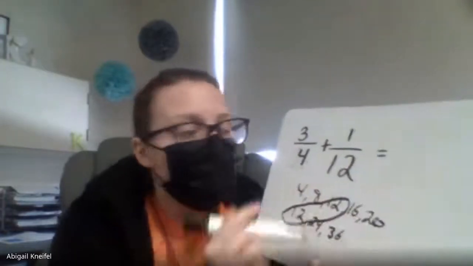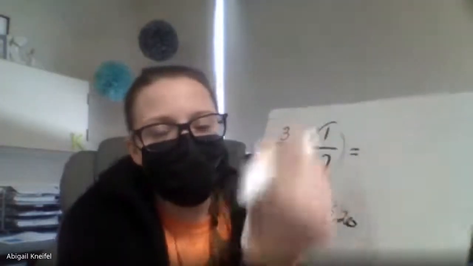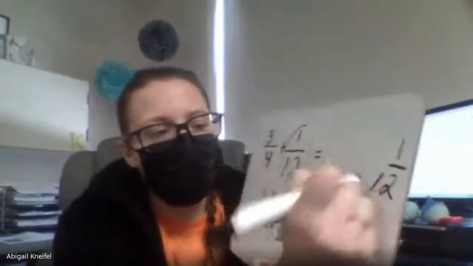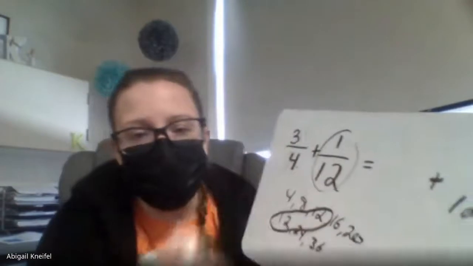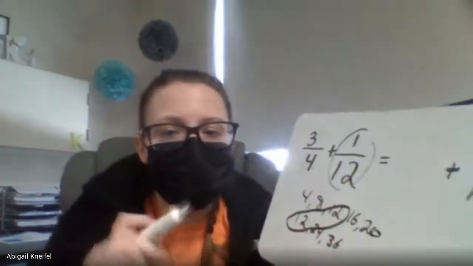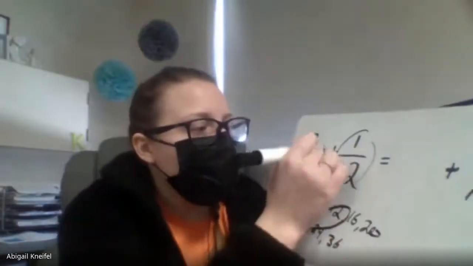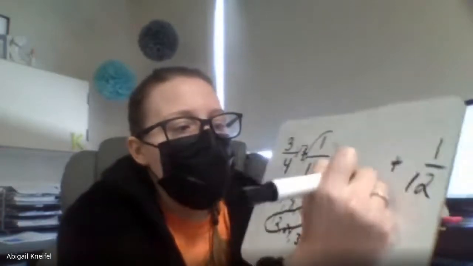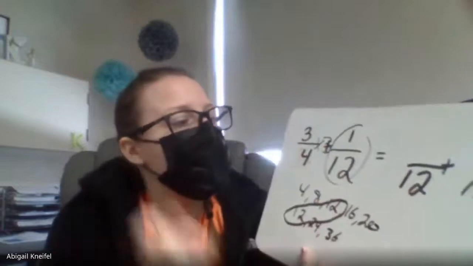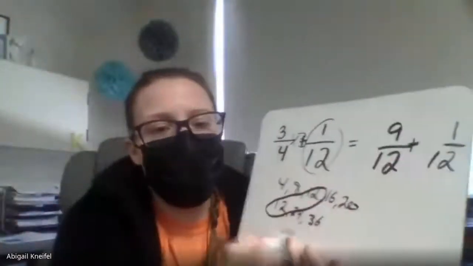What is the least common denominator between 4 and 12? It is 12. So we don't even have to change 1/12. That one's going to stay the exact same, so I'm going to rewrite it over here. Perfect. But we do have to change 3/4. How many times do we have to multiply 4 to get to 12? 3, correct. So times 3. What you do to the top, you have to do to the bottom. So 3 times 3 is 9. So now we have 9 twelfths plus 1 twelfth, which is 10 over 12.